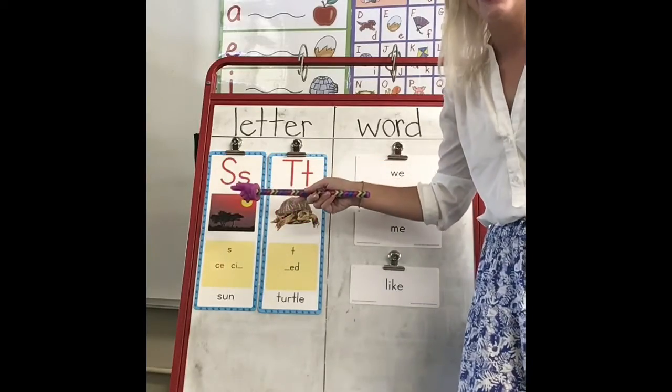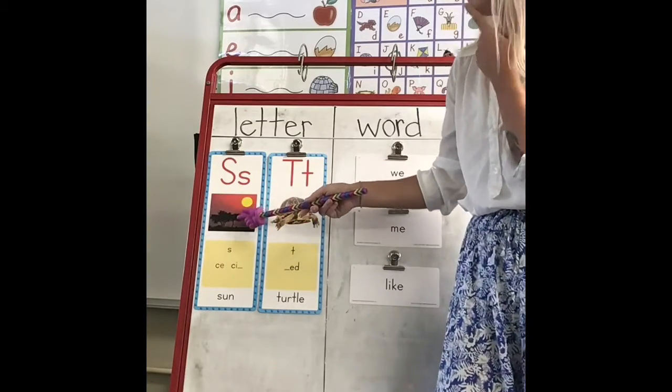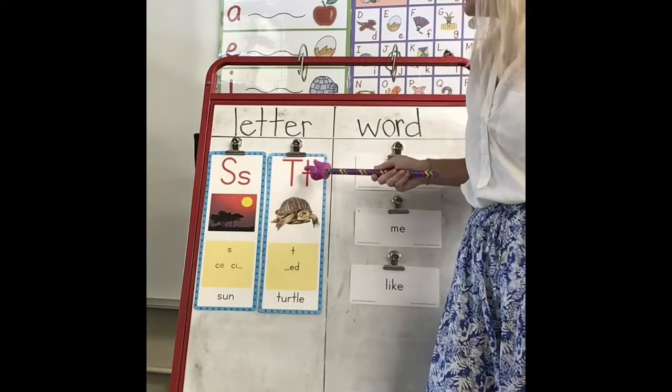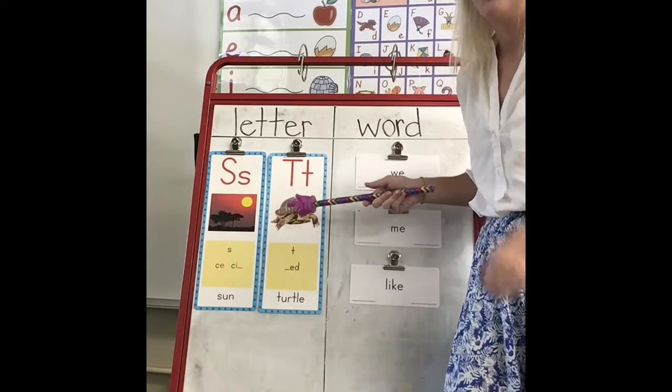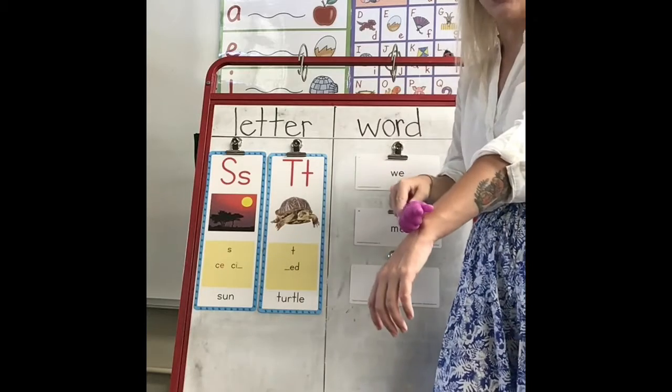This is the letter S. It stands for the S sound, like you hear at the beginning of sun. This is the letter T. It stands for the T sound, like you hear at the beginning of the word turtle.